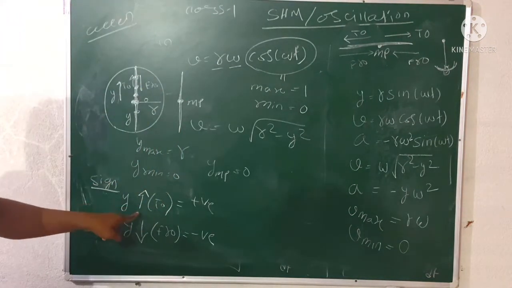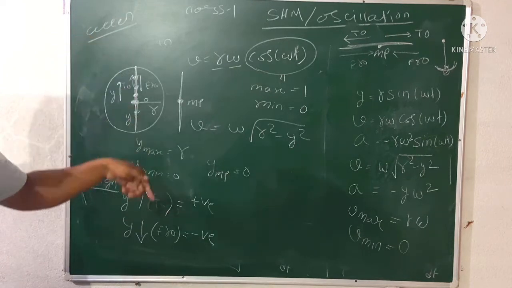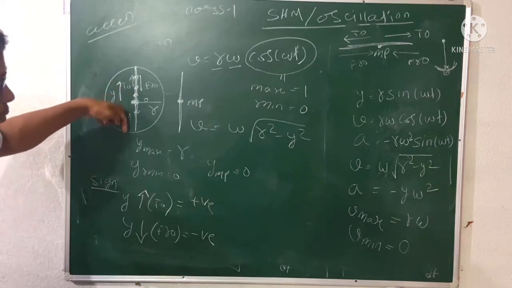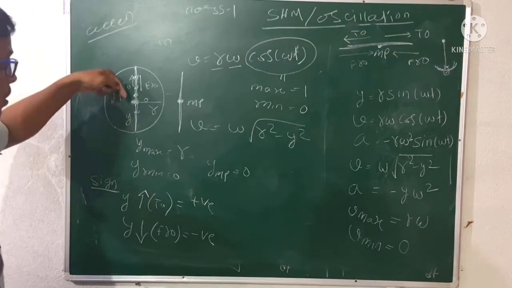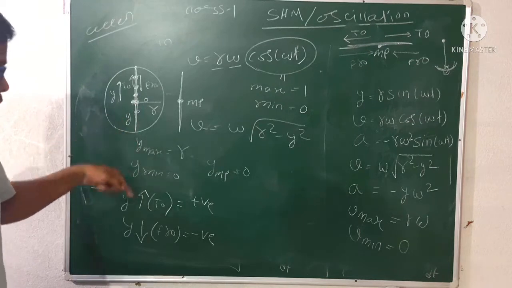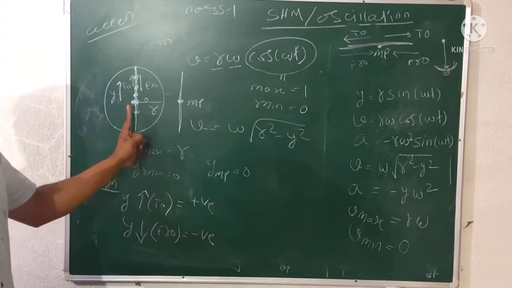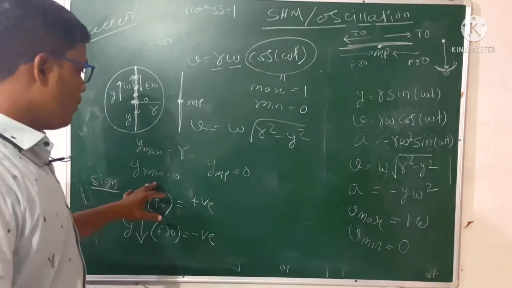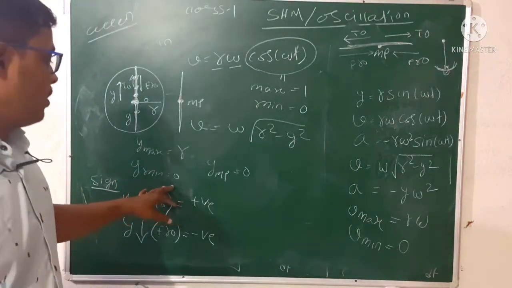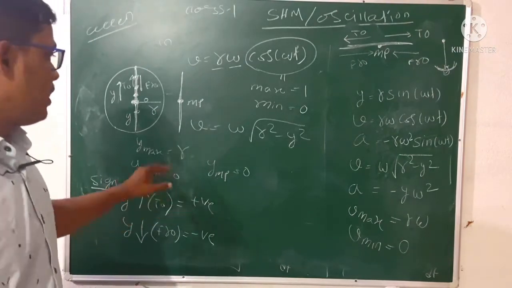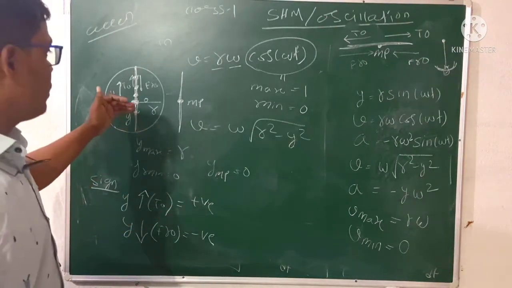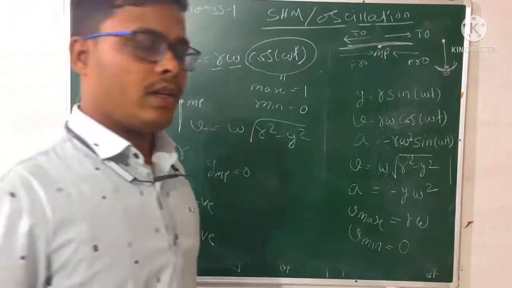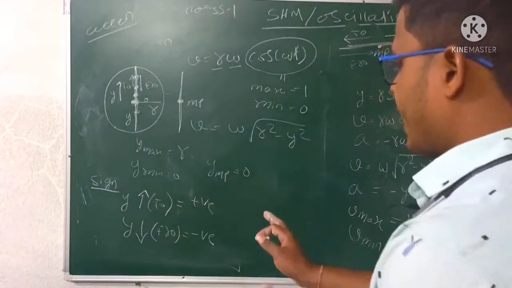So when y is in motion, meaning it moves away from the mean position, then it is positive. It is not that when it goes downward it is negative, that is not the case. If it moves away from the mean position, it is positive. If it is coming toward the mean position, then it is negative. Okay, so the minimum y is not minus r. The y minimum is 0. There is no minus r. When it is moving downward, at that time the position will be minus. Okay, so this is the sign convention.